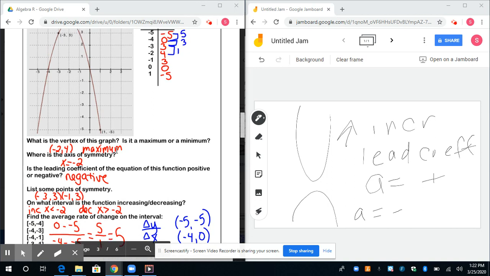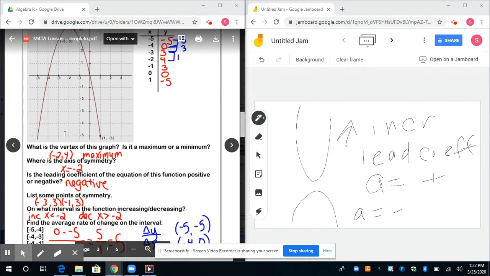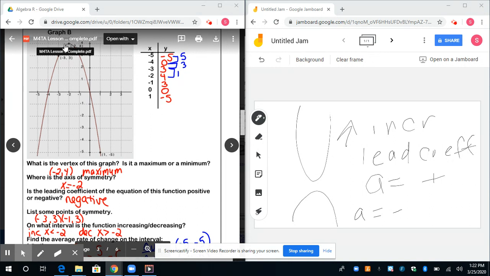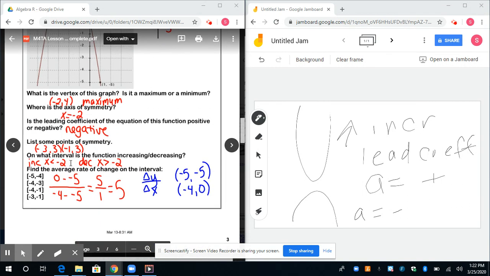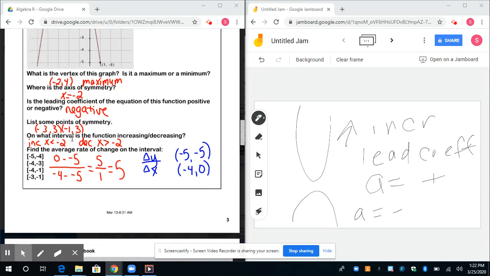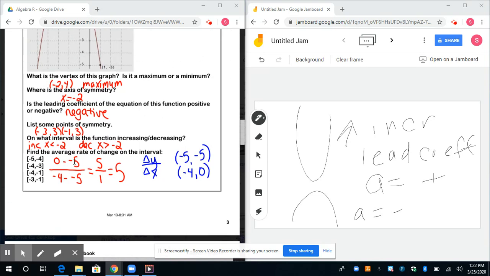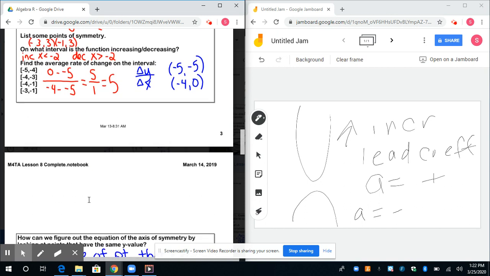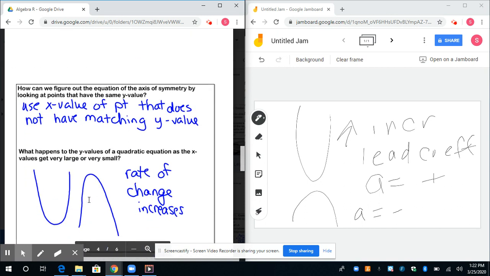Okay, so here's another example. This is negative because, again, it's going down. This is a maximum because it's the highest point right here. Average rate of change, that's slope. All right, we've talked about that before. Change in y over change in x between the interval that they're telling you.